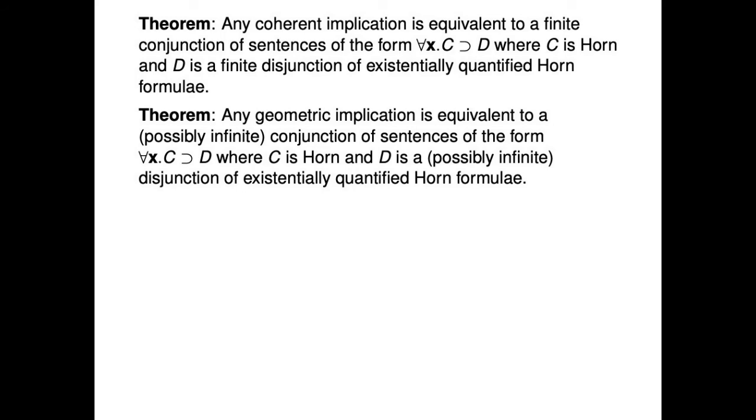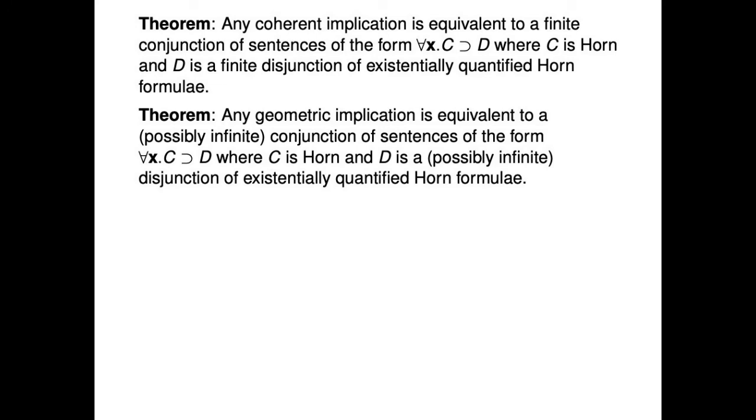It is particularly useful to use a normal form for coherent implications. They are equivalent to a finite conjunction of sentences of the form conjunction of atomic formulas implying a finite disjunction of existentially quantified formulas. And a similar normal form holds for geometric implications, where you have instead a possibly infinite conjunction of sentences, where in the succedent of the implication you can have possibly infinite disjunctions.